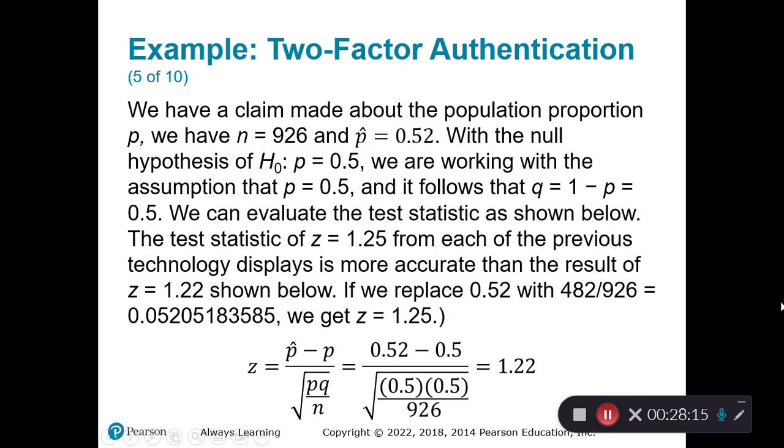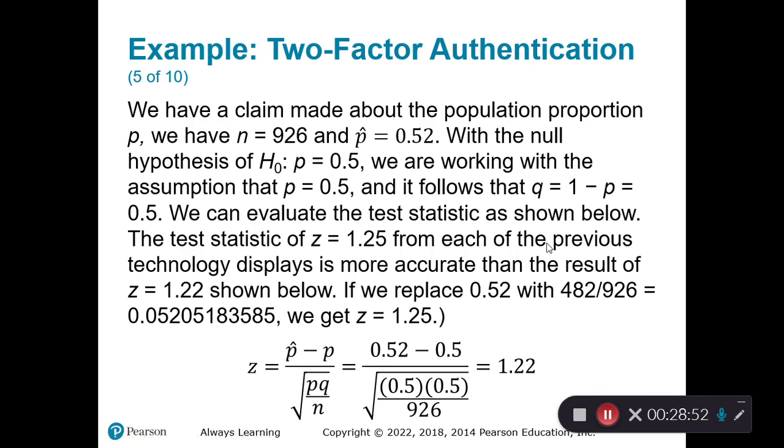All right, let's return to our example. So we have a claim that most internet users use two-factor authentication, and we have a sample size of 926. The sample proportion, so this is the result coming from our sample data, was 52%. Sometimes they'll give us the p-hat value, sometimes they'll give us x. So if they give us x, then p-hat is simply x divided by n.